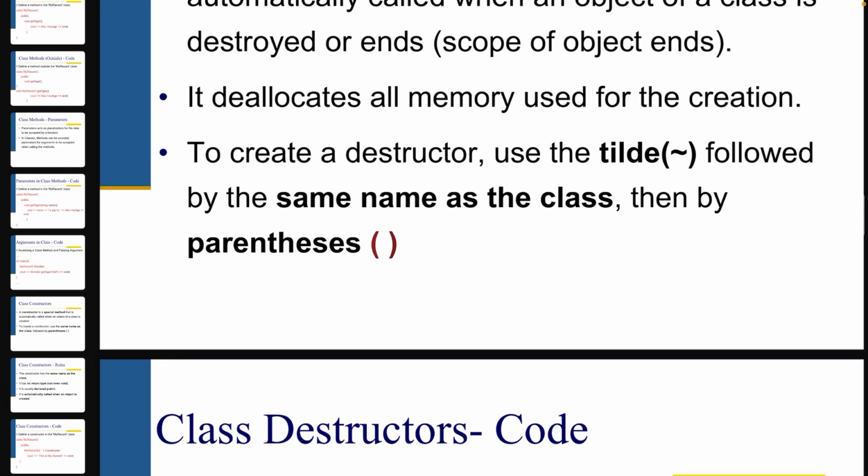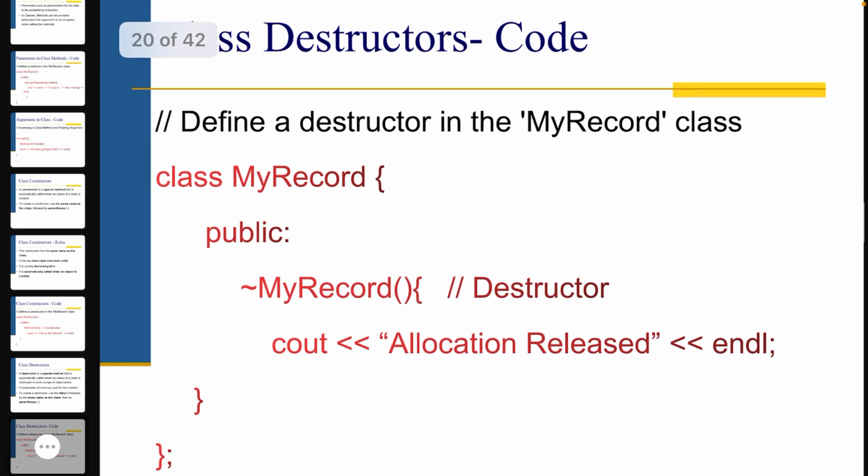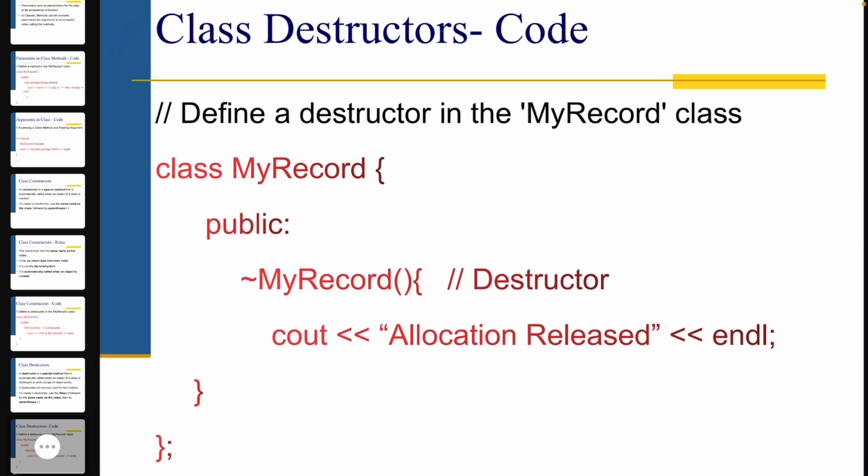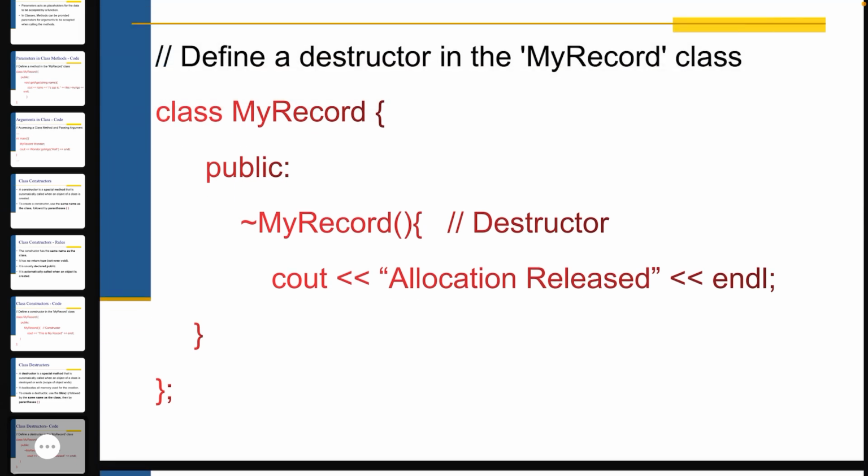To create a destructor, use the tilde tag followed by the same name as the class, then the parentheses. And this is how it looks. You use the tag, my record, then bring your parentheses, then you write cout allocation released.